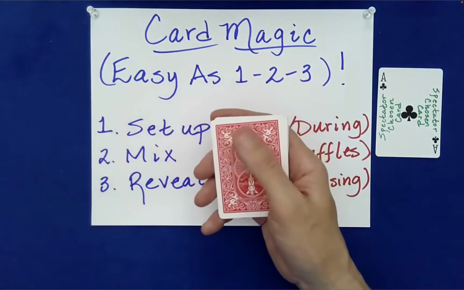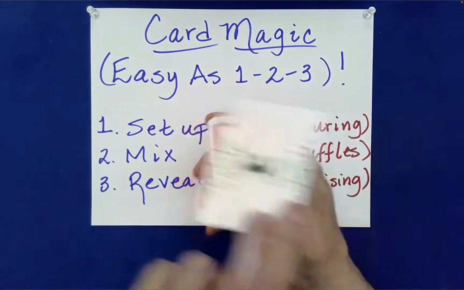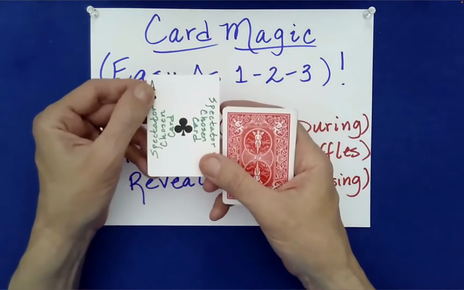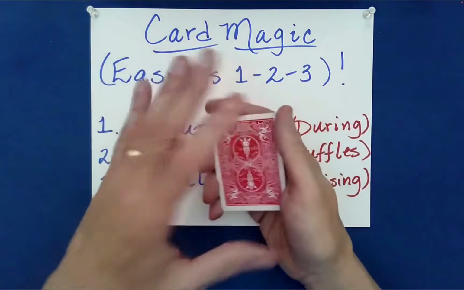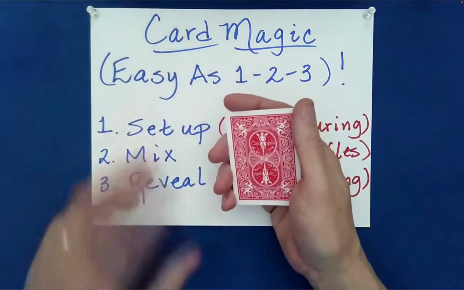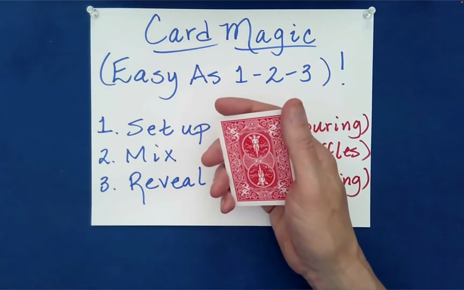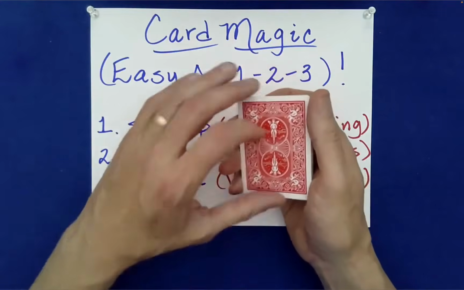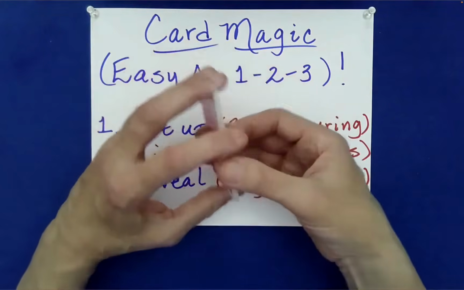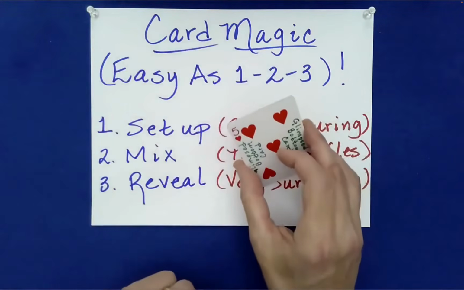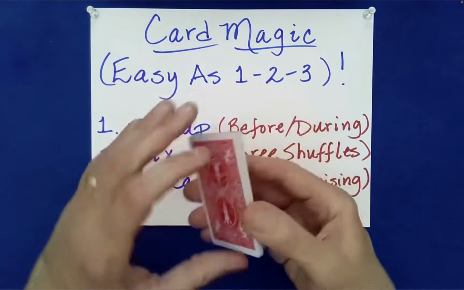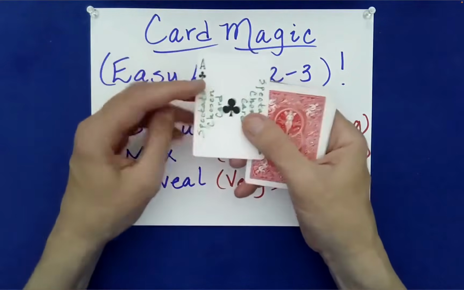Well, because I don't have a spectator, I'm going to use the ace of clubs on which I've written spectator chosen card. Now this will enable us to see whether or not we succeeded. Okay, so I'm only doing this because I don't have a live spectator here. Just to remind you, you have a bottom glimpsed card, so just remember that. And the spectator is taking a look at the top card.